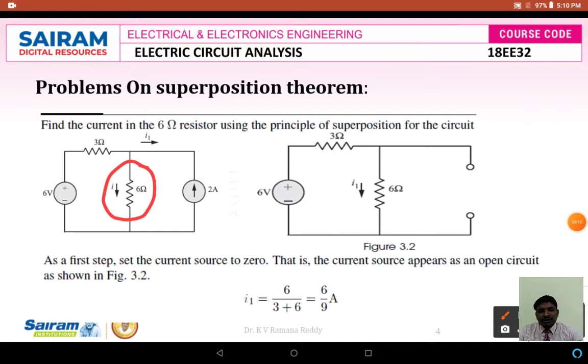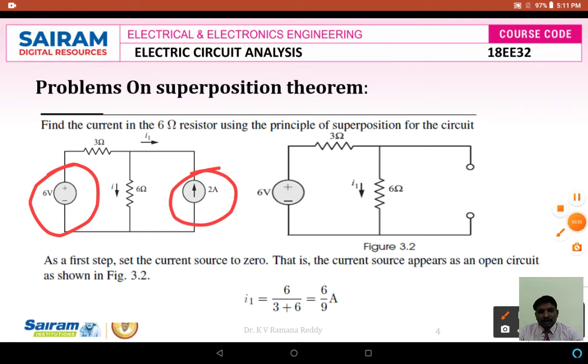These are, for example, loop 1 and loop 2, or mesh 1 and mesh 2. So the 6 ohm resistor is located at the boundary of the two loops or two meshes, or simply it is called a resistor common to the two loops. The overall current in the 6 ohm resistor is the algebraic sum of the currents caused by the 6 volt voltage source and the 2 ampere current source individually. To find this unknown current through the 6 ohm resistor, let us consider the first case of the circuit.